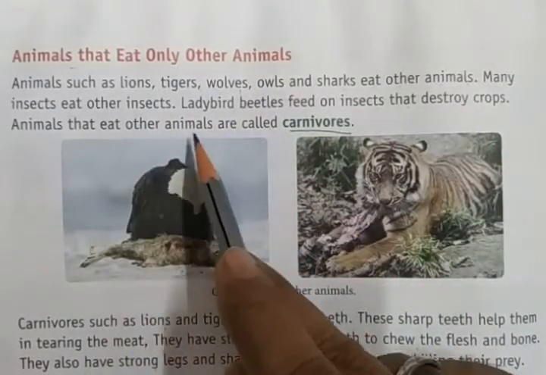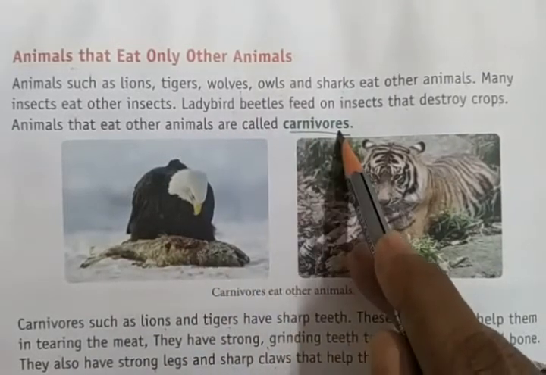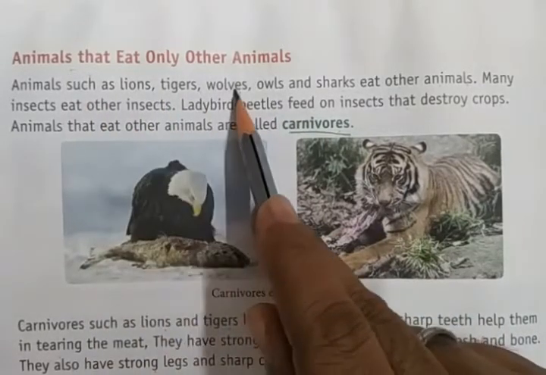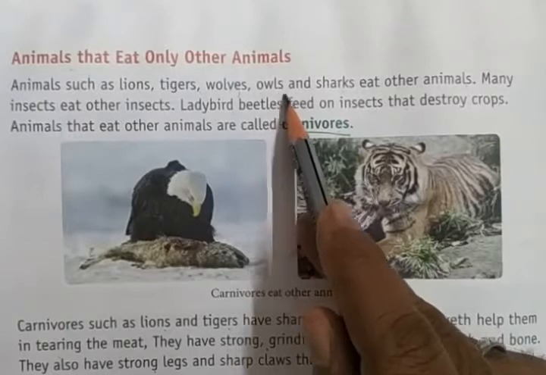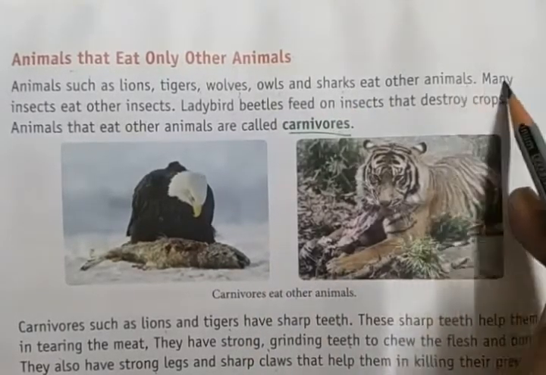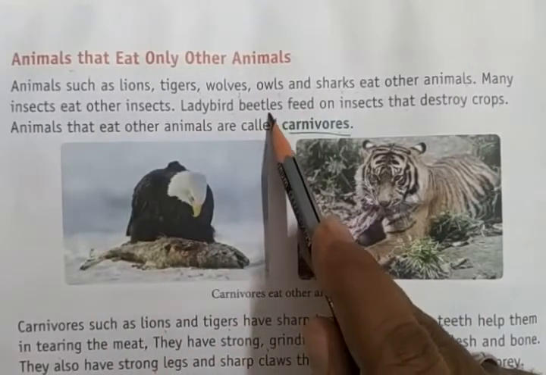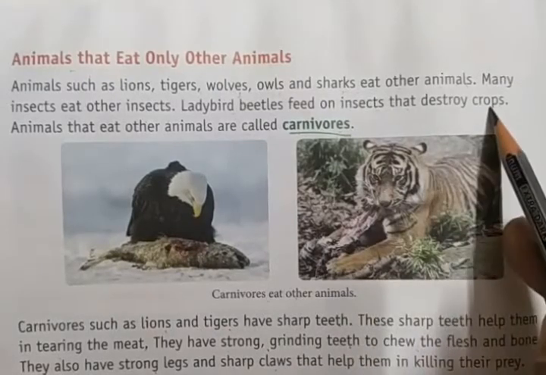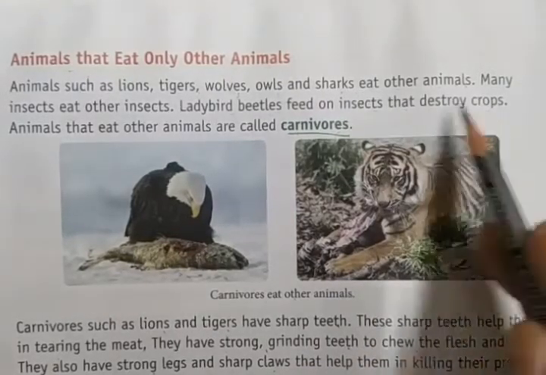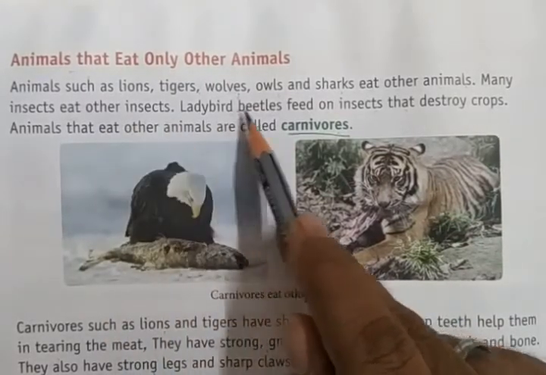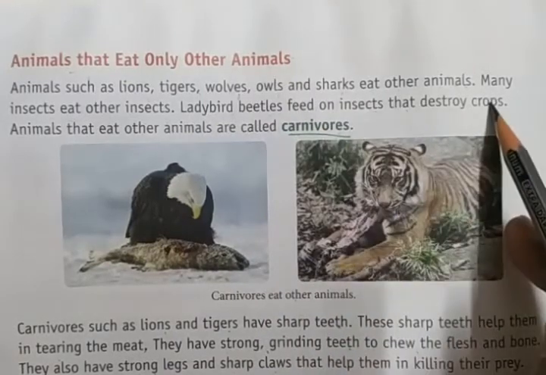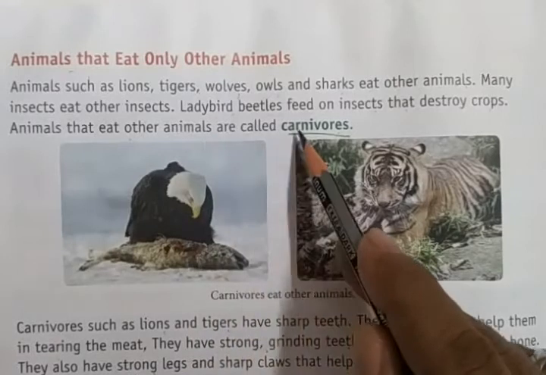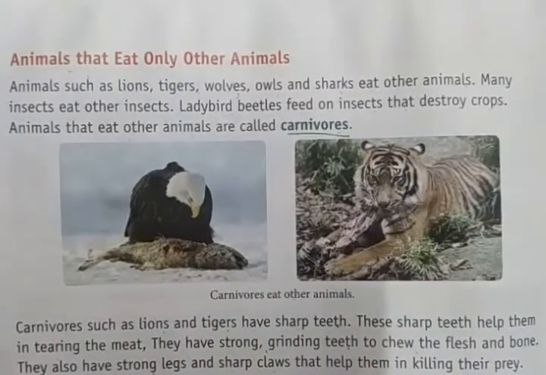Animals that eat other animals are called carnivores. Animals such as lions, tigers, wolves, owls and sharks eat other animals. Many insects eat other insects. Ladybirds and beetles feed on insects that destroy the crops. What are carnivores? The animals that eat other animals are called carnivores. Lions, tigers, wolves, owls, sharks and so on are called carnivorous animals.